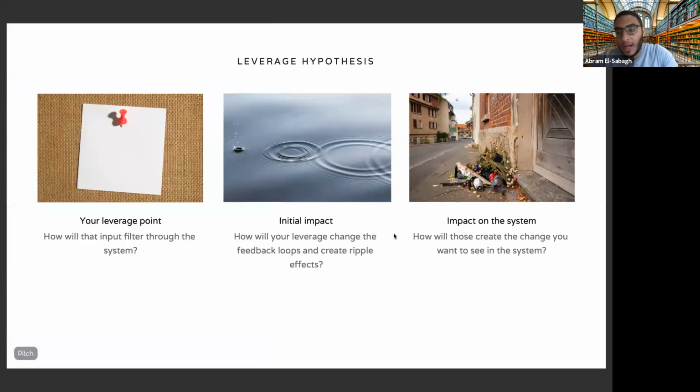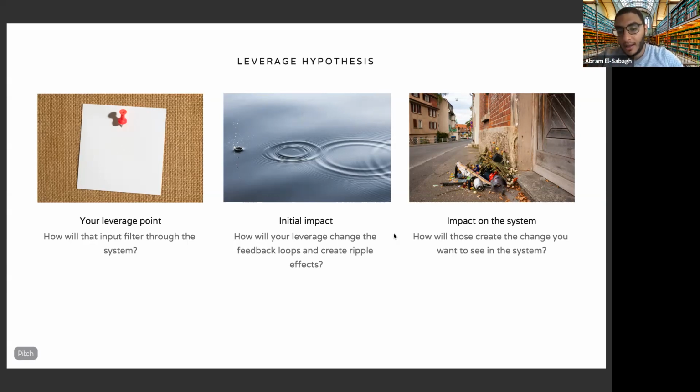So now that you've identified a few different spots that you could leverage, you want to take some time to think about your leverage hypothesis. And you don't just pick one. You don't put all your eggs in one basket. You want to pick a few, and out of those you'll filter down again to see which ones align with what we're doing. In terms of writing or communicating your leverage hypothesis, it's basically, how will your action filter through the system? So that's the first part: what's the thing that we're doing, and how will that filter through the system?